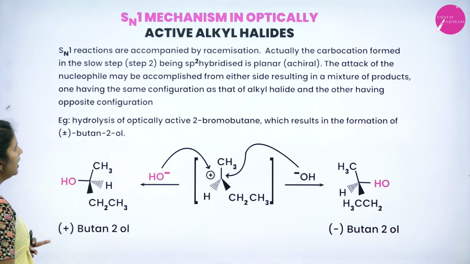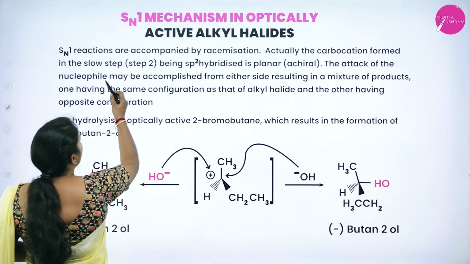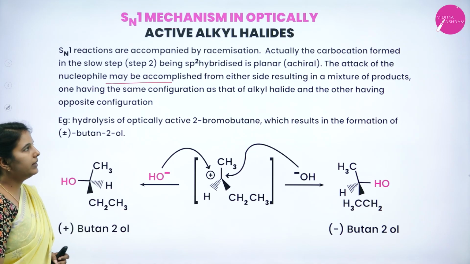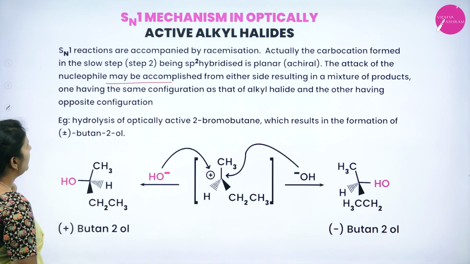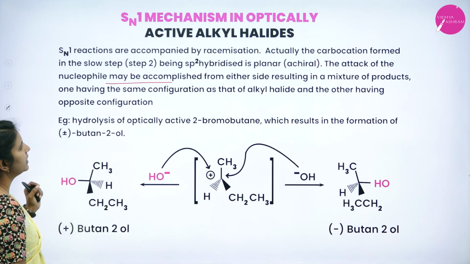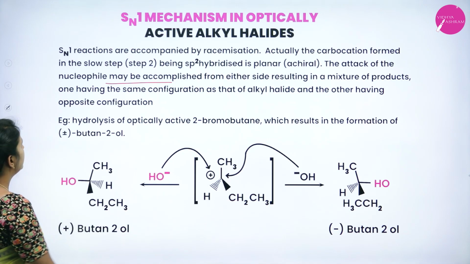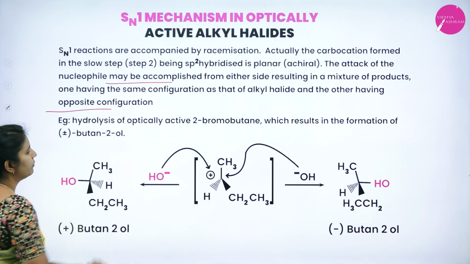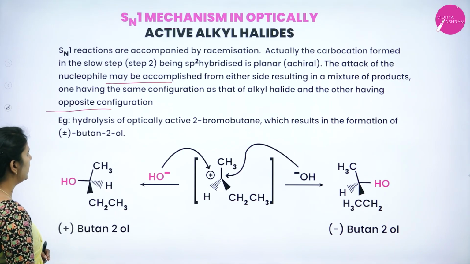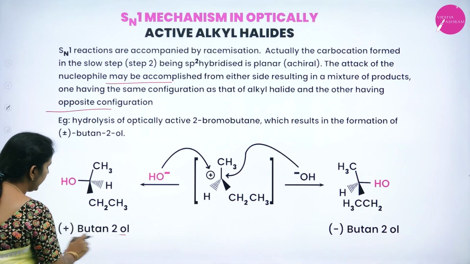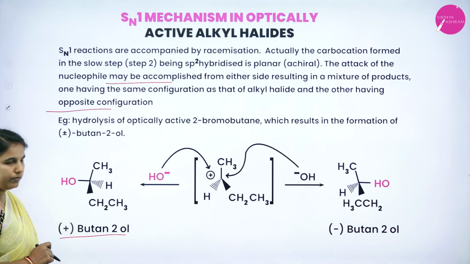planar in structure. The attack of the nucleophile may occur from either side, resulting in the formation of two products, one having the same configuration as that of the alkyl halide and the other having the opposite configuration. Hence it is an example of what? Racemization. So here I have considered the example of +2-butanol.